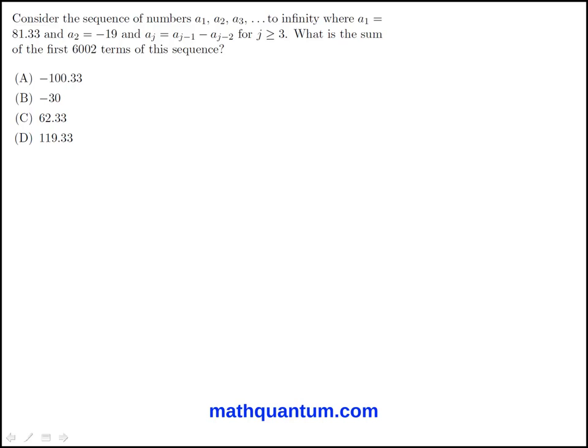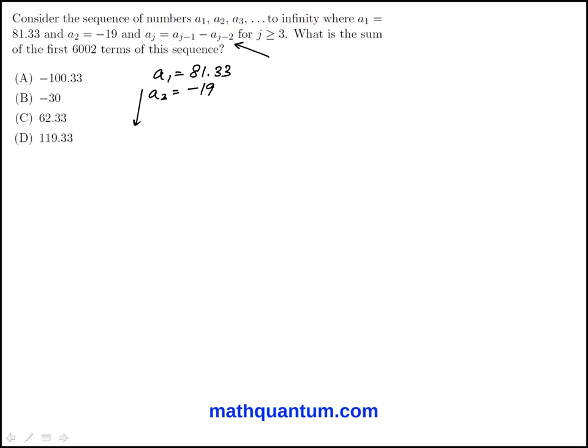So here we're given the sequence of numbers where we're told that the first term is 81.33 and the second term is minus 19. And then we're given this relationship. This is a recurrence relationship. And the key is to find the pattern that this relationship gives us, which means we should go about first finding the first several terms until we see some sort of a pattern.